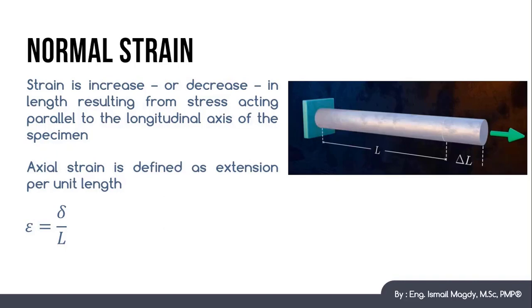Strain is a quantity that describes the deformation in a body in response to an external force. Strain is the relation between the change in dimension and the original dimension. Hence, it is unitless because it is a percentage of a change.